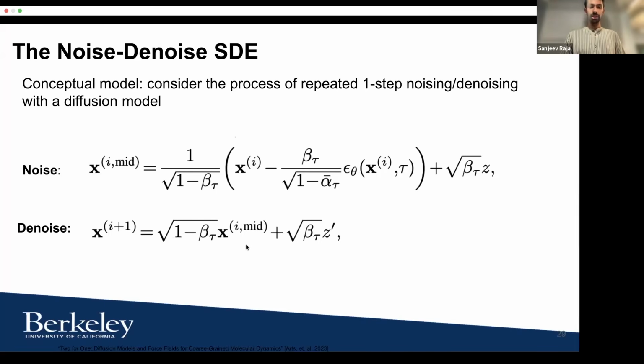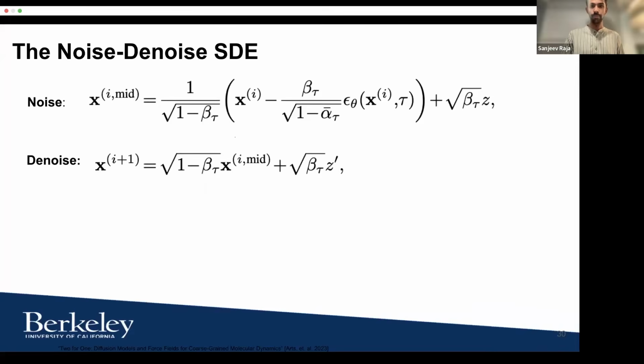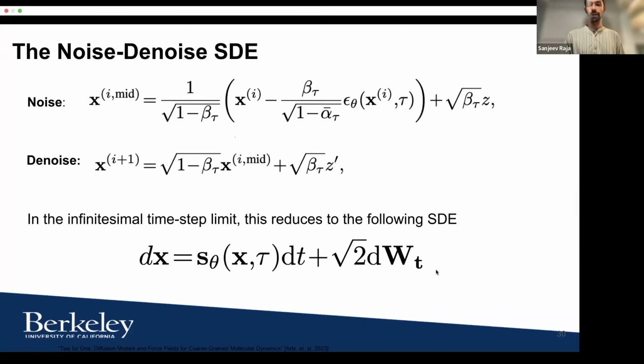And it turns out that if you combine these two updates and take the limit continuous in time, you actually get the following SDE. This is essentially a stochastic process, which amounts to doing an SDE using the score function of the learned generative model. So if you were to produce a path by repeatedly doing this process, it's like doing Langevin dynamics, just with the score function of your generative model at whatever time in the diffusion process you want to do it at.